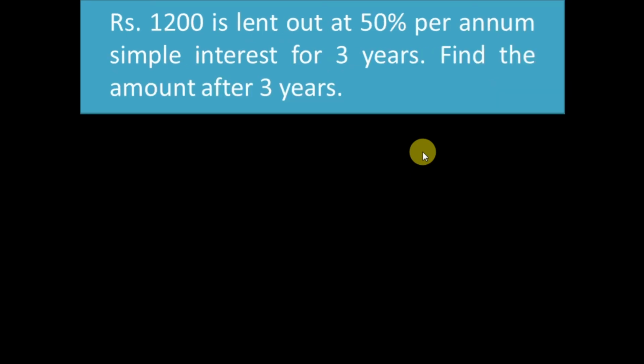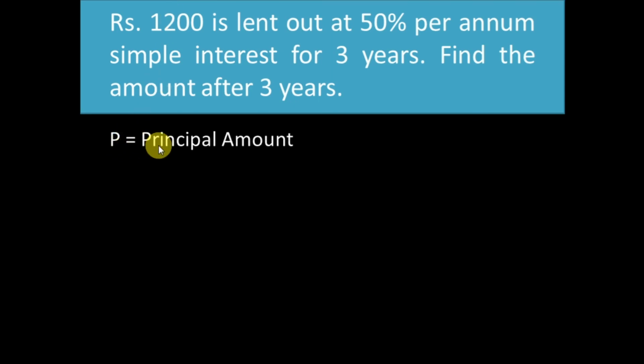The second question is: 1200 rupees is lent out at 5% per annum simple interest for 3 years. Find the amount after 3 years. Here the requirement is to find the amount after 3 years, not the interest. You have to add the interest to the principal amount.